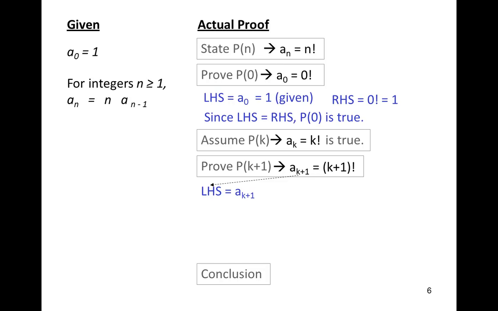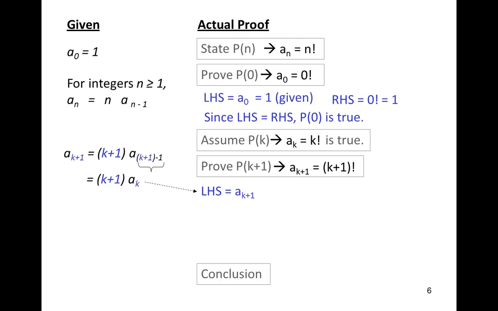How do we get that? Well, we are given this recursive formula. And since n is any integer greater than or equal to 1, we can replace n to be a generic k plus 1. This subscript k plus 1 minus 1 can then be simplified to get k. So a sub k plus 1 is equal to k plus 1 times a sub k, which can then be substituted here.